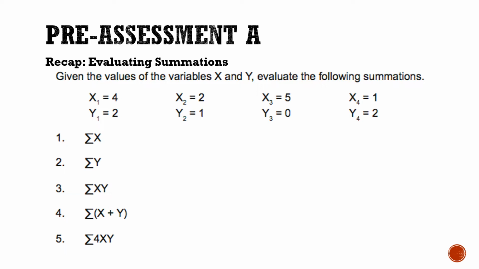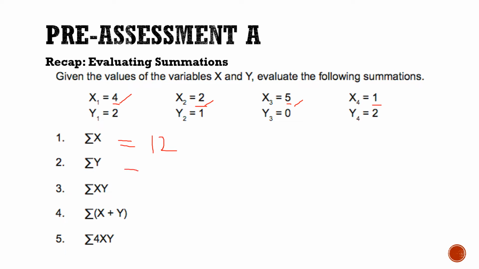For your pre-assessment A, given the values of the variables x and y, we're asked to evaluate the following summation. For number 1, we're asked to find the value of the summation of x. We're going to add these 4, 2, 5, and 1. Let's get the total of these 4 numbers. 4 plus 2 is 6, plus 5 is 11. Then 11 plus 1 is equal to 12. Therefore, the summation of x is equal to 12.